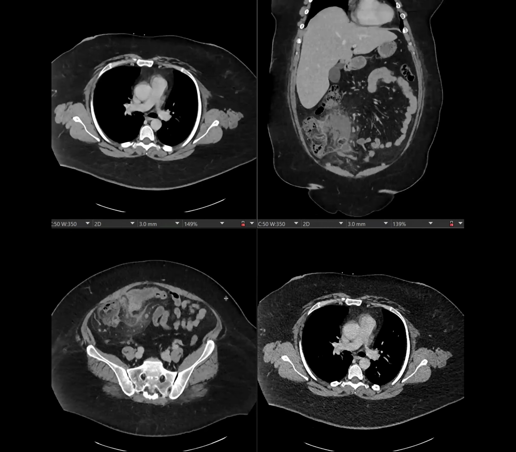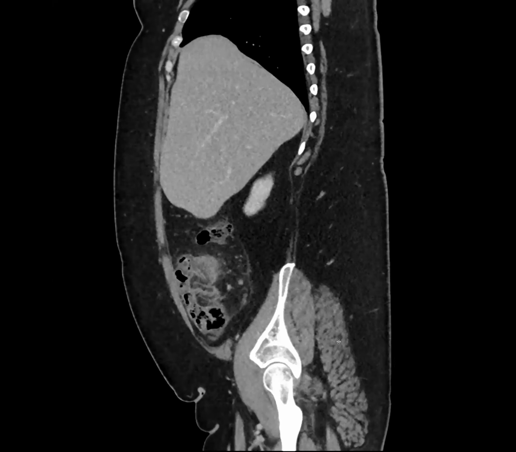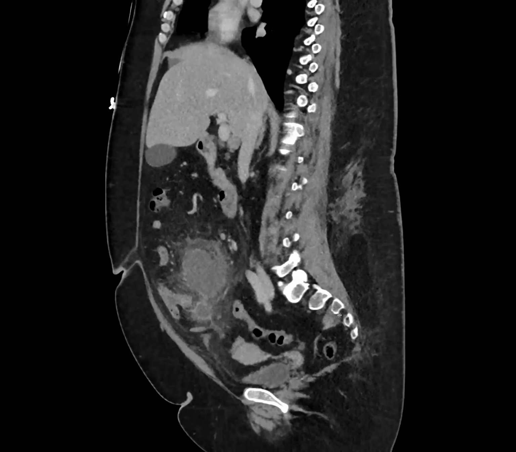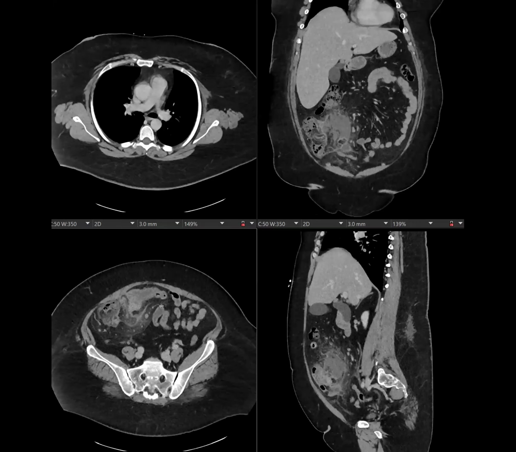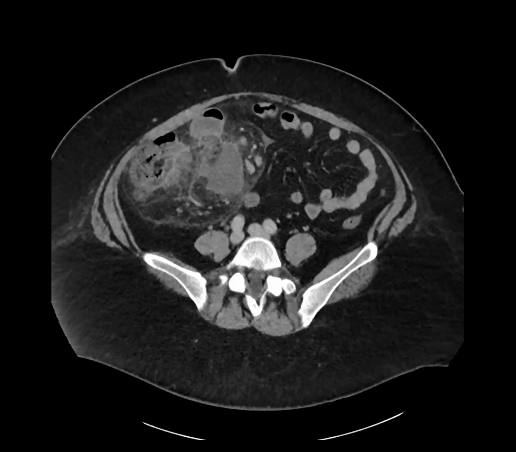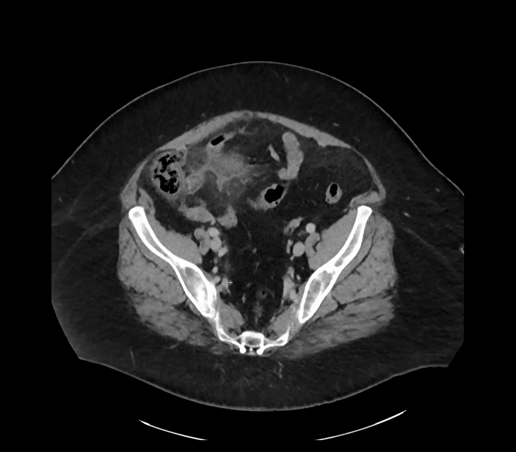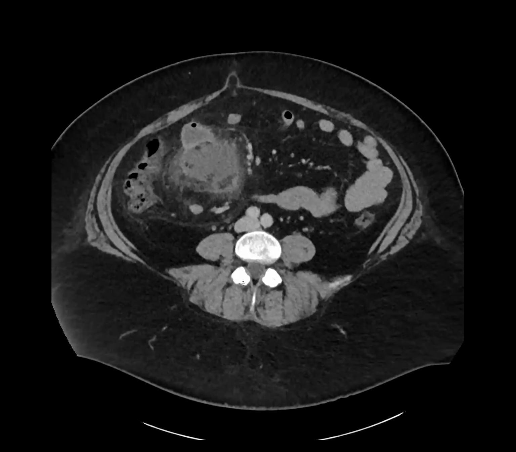Do you want the sagittal? No, I don't like sagittal for bowel. It confuses me. I love the sagittals. And coronals. No history of Crohn's, obviously, or you would have told us.